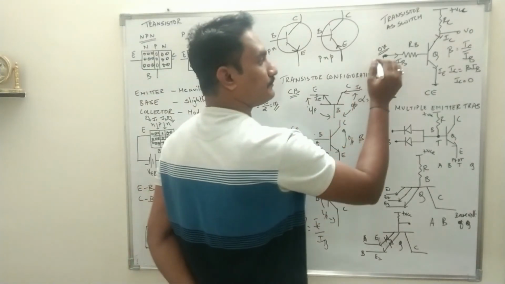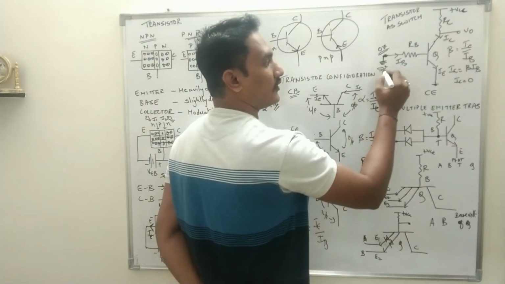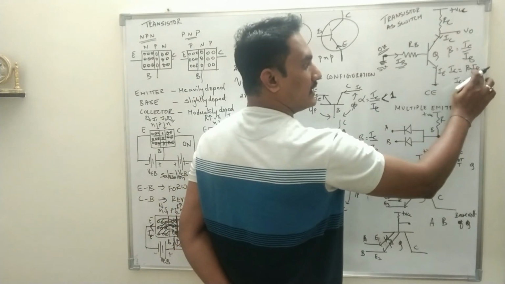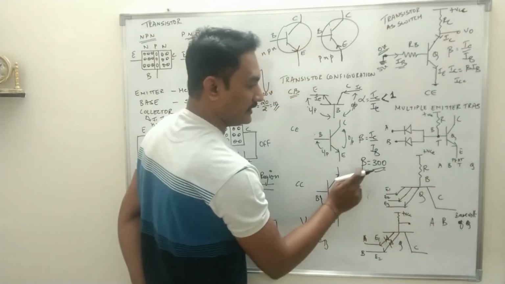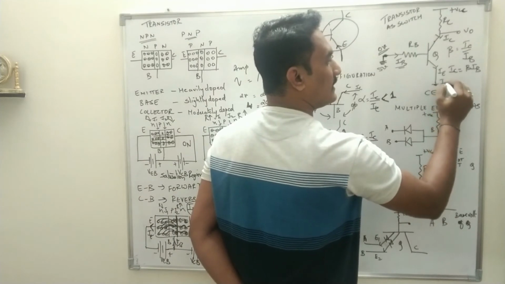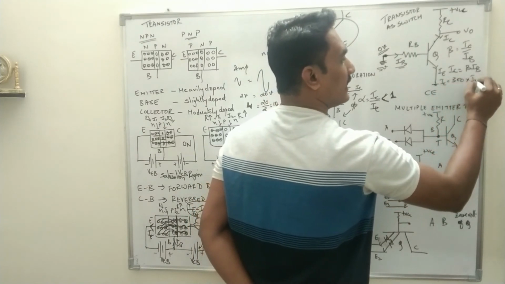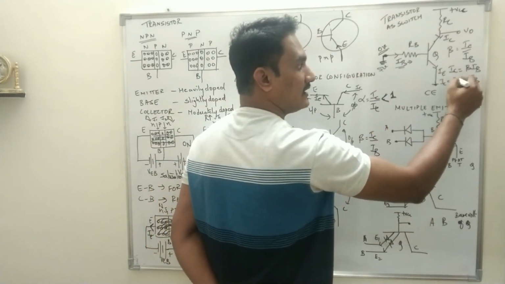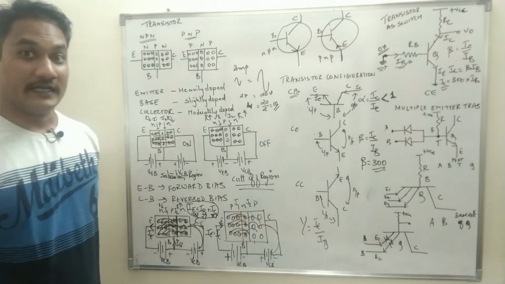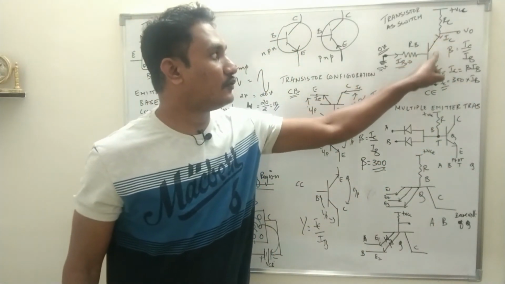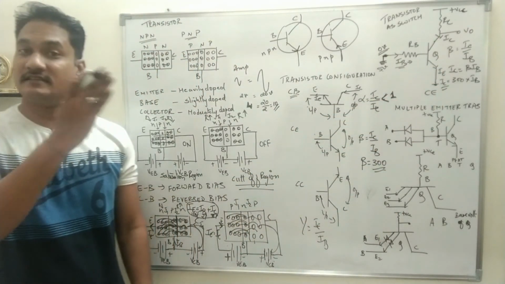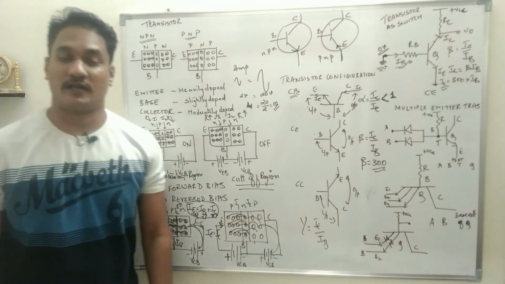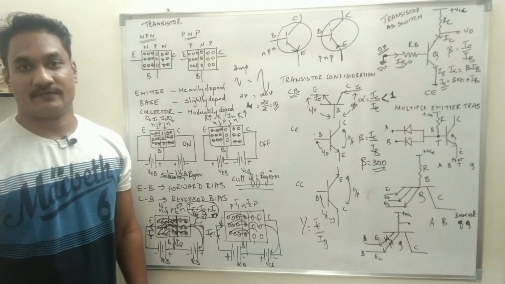Now suppose I apply 5 volt. For 5 volt some base current will flow, and that base current is multiplied by beta. Now what is beta? Beta is 300. So IC is equal to 300 times IB. For 5 volt a small base current will flow and that will be multiplied 300 times to provide IC. That means a large collector current is flowing through the transistor, and when the transistor is conducting heavily, we say the transistor is working in the saturation region.